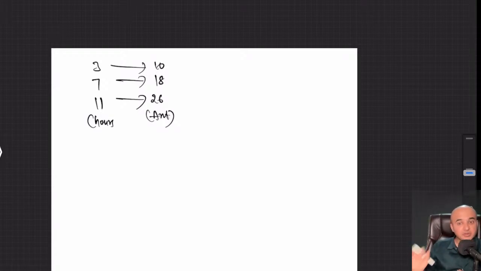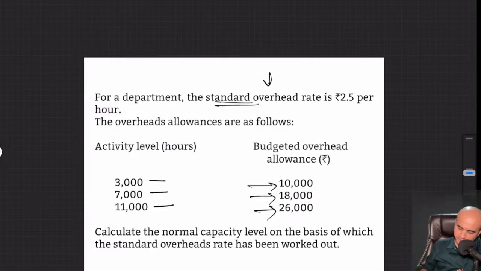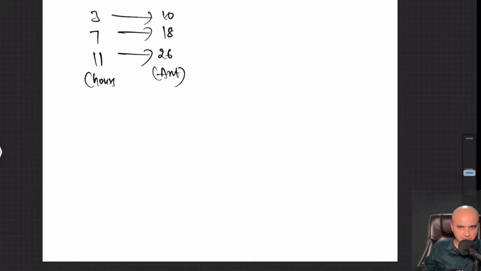It's not at all given, but we require that to find out the question, whatever is asked. For example, in this case, they have asked this in normal capacity. For us to find out normal capacity, we need the variable cost. We do not have the variable cost, so first we'll have to find out the variable cost. For us to find out the variable cost, we need to find out what exactly is the change happening with respect to cost and hours.